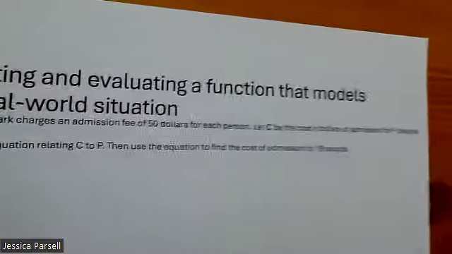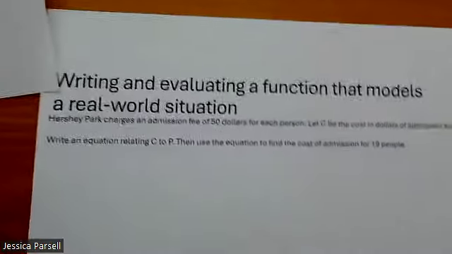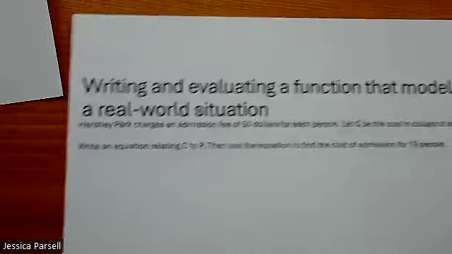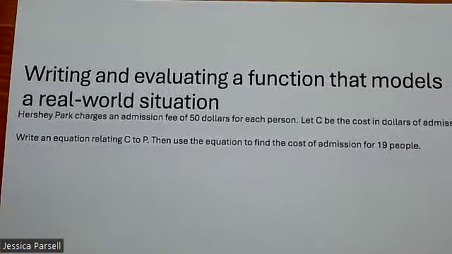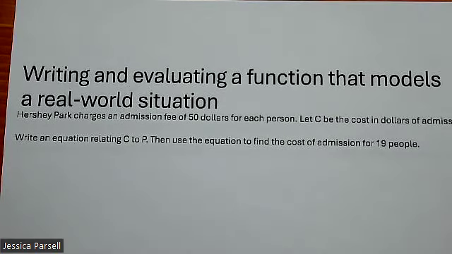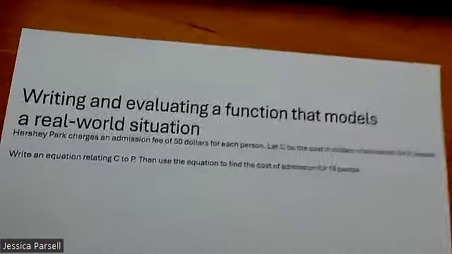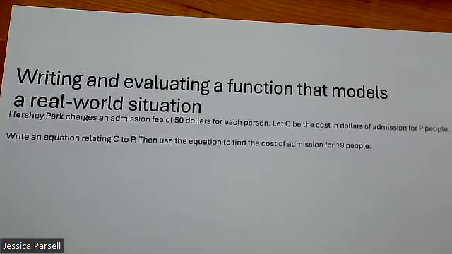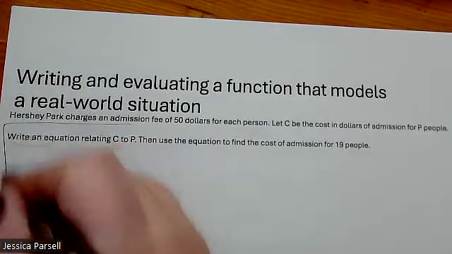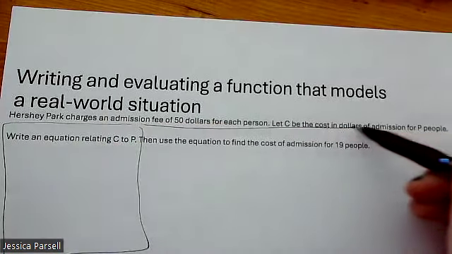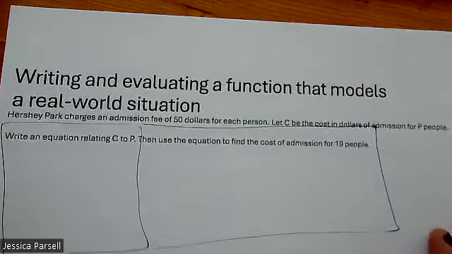Okay, the last things in this video we're going to talk about is writing and evaluating a function that models a real-world situation. Okay, so Hershey Park, we know, charges an admission fee of, well, I know it's more than $50, but for this problem, we'll say it's 50. Let C be the cost in dollars of admission for P people. Write an equation relating C to P. Then use the equation to find the cost of 19 people. So we need to write an equation first, then use the equation to find the cost for 19 people.